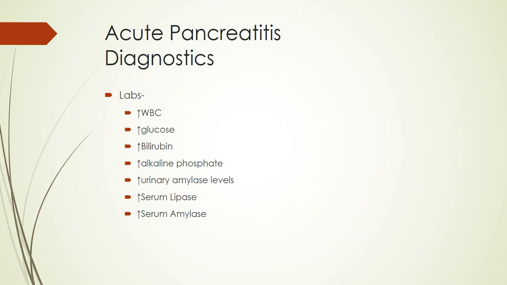Acute pancreatitis diagnostics. So basically you're looking at labs, which is going to be an increased white blood cell count, increased glucose, increased bilirubin, increased alkaline phosphatase, increased urinary amylase levels, increased serum lipase, and increased serum amylase.